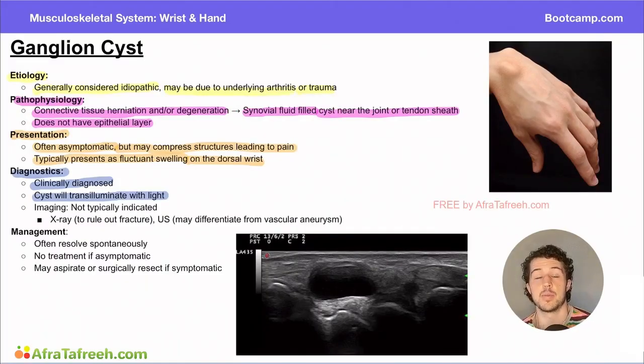This is in contrast to something like a lipoma, which is a benign growth of adipocytes. That's going to be a solid mass, and so it won't transilluminate. And although imaging is not typically indicated for this presentation, if there is an X-ray, it should appear normal, and we may use that to rule out a fracture. Additionally, ultrasound may differentiate from a vascular aneurysm.